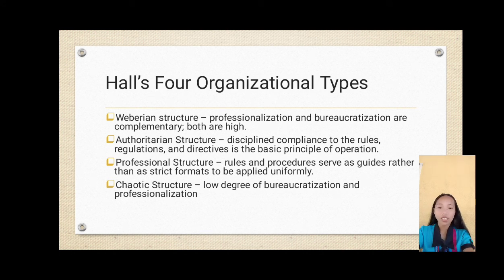So this proves that it is very important to choose the type of structure that we are going to implement or use in our organization, so that we will have a smooth flow and an organized organization. And this ends my report.